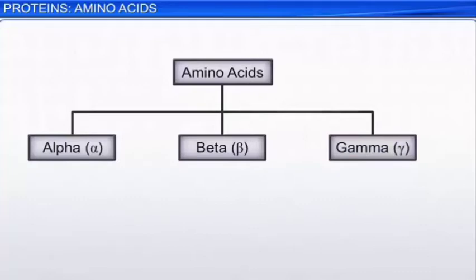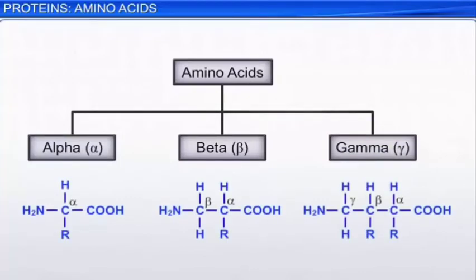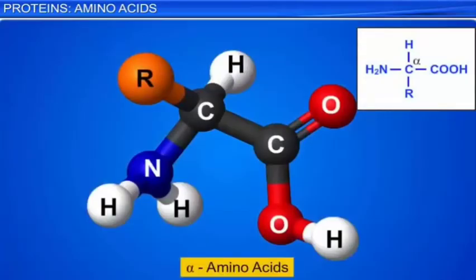Examples of each class are shown here. In alpha amino acids, the amino group is present on the alpha carbon atom. Similarly, in beta and gamma amino acids, the amino group is present on the beta and gamma carbon atom respectively. An alpha amino acid is illustrated here. R represents the side chain.